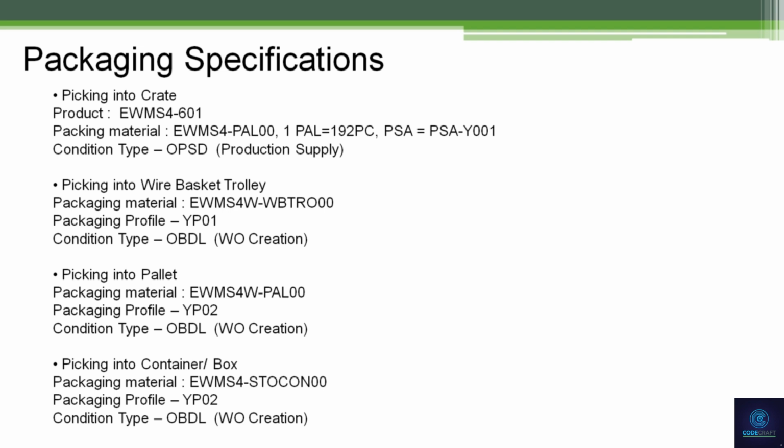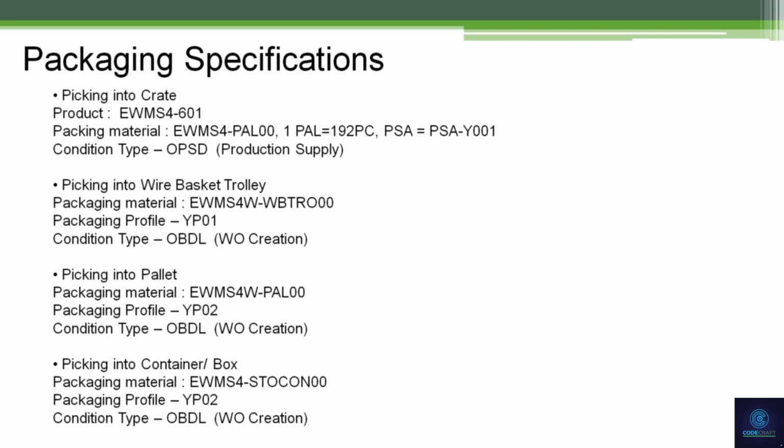There are default packaging specifications created in the system for scenarios where we are going to pick on a wire basket, pick on a pallet or pick on a container. These packaging specifications are determined based on the packaging profile maintained in the warehouse order creation rule. We are going to maintain the condition record for all these packaging specifications which are already created for the new warehouse. Since we have copied the warehouse, the same packaging profile and the same warehouse order creation rule are copied into our new warehouse.